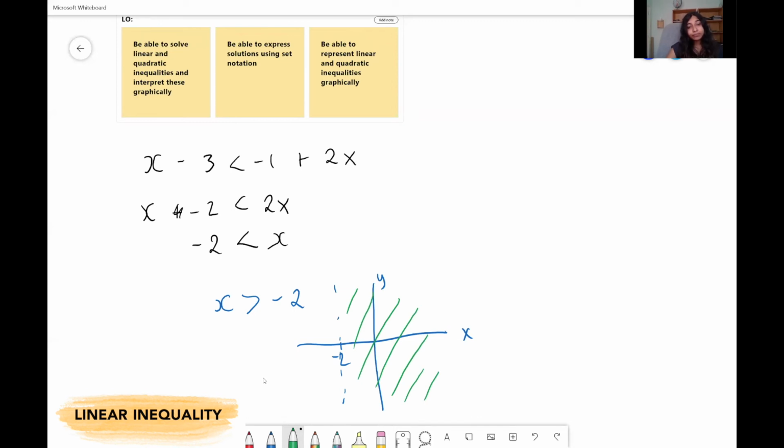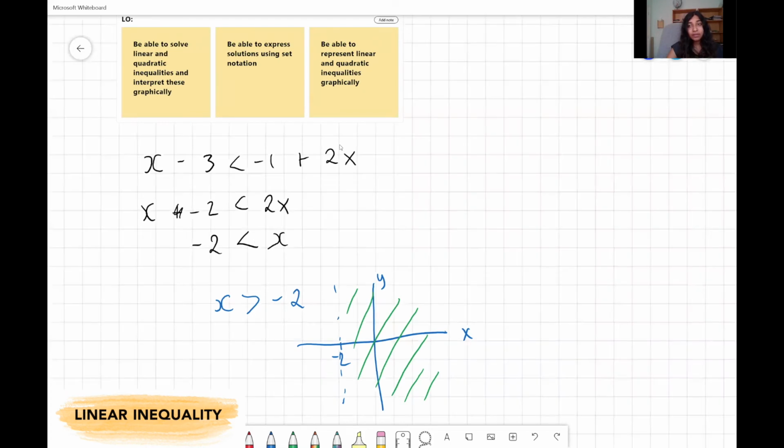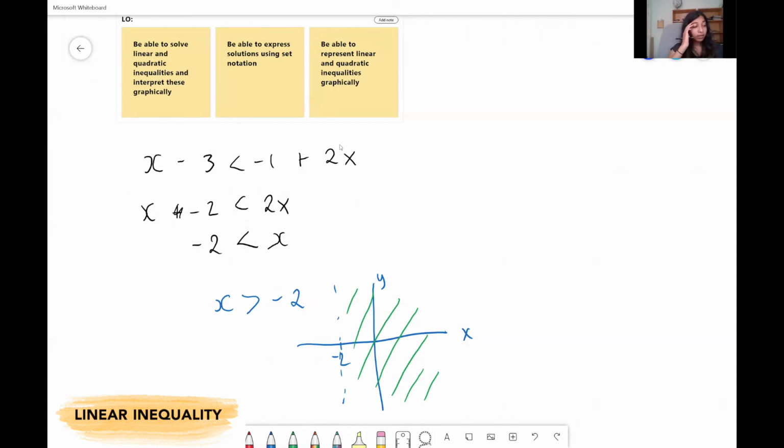One thing to note is that if you're just adding or subtracting things on both sides, you don't do anything to the direction of the inequality sign. You just leave that the same. However, if you're multiplying by something like minus 1, then that would change the direction of the sign.